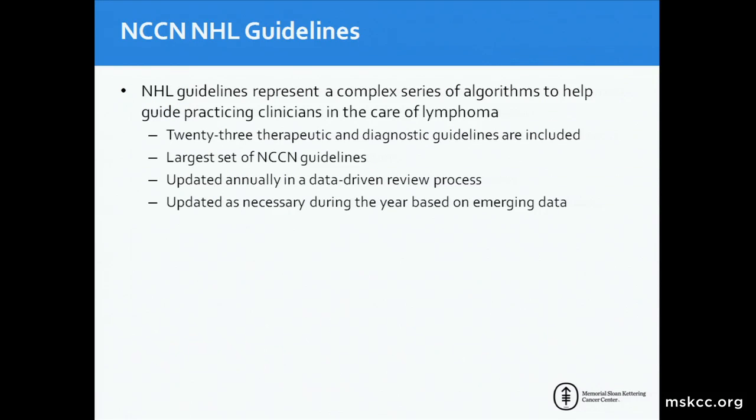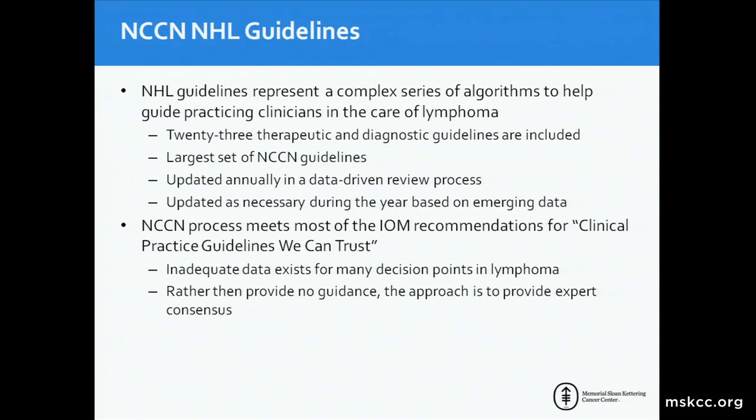So it's a complex process to develop these algorithms. We have 23, actually 24, therapeutic and diagnostic guidelines. It's the largest set of NCCN guidelines for NHL. We annually update it, and frequently more than annually. I believe that we meet most of the IOM recommendations. Remember, I started out saying the IOM recommendations were theoretical, and these are practical. Where there's inadequate data, you can't have high-level evidence, but I would argue a consensus makes more sense than to provide no guidance.